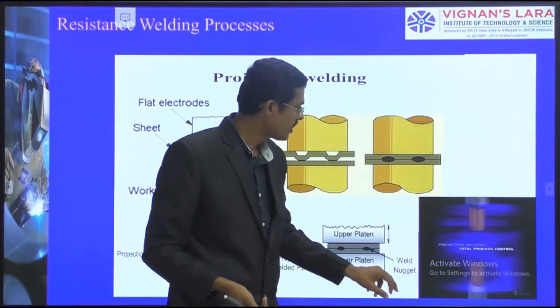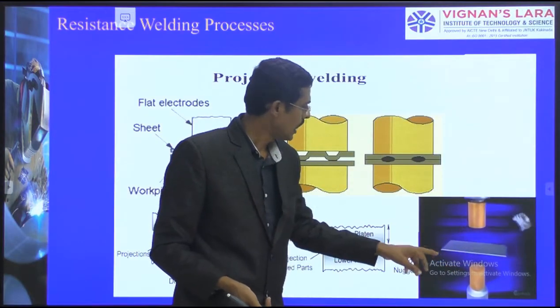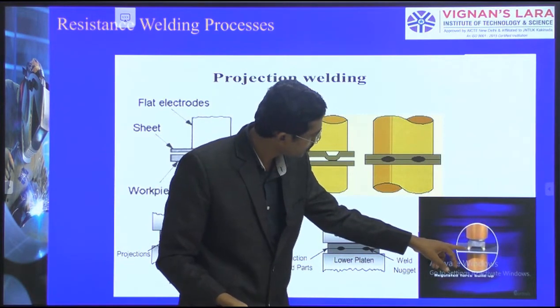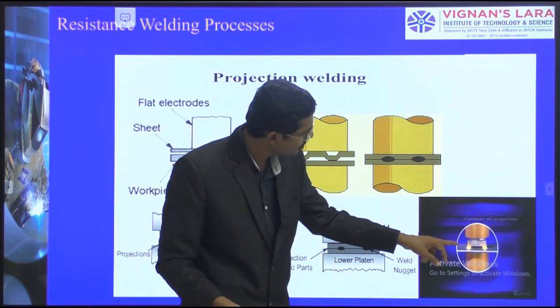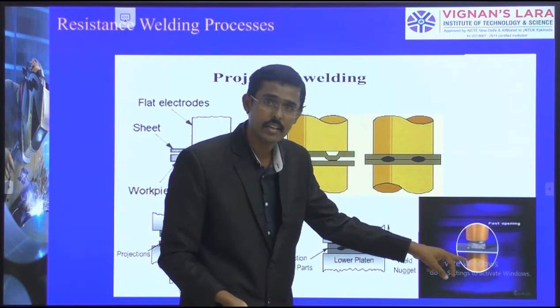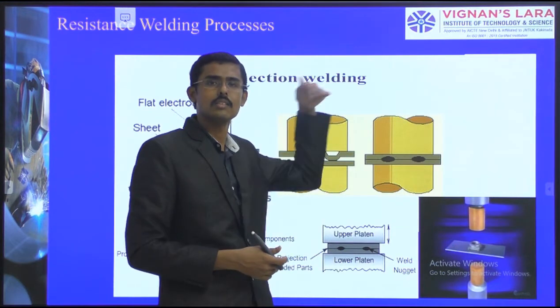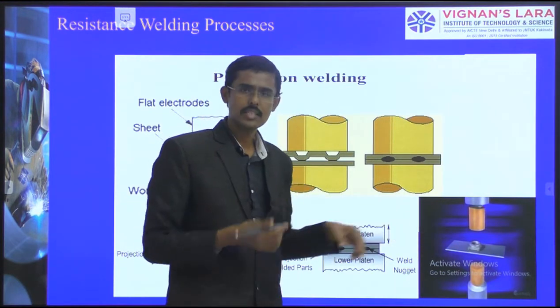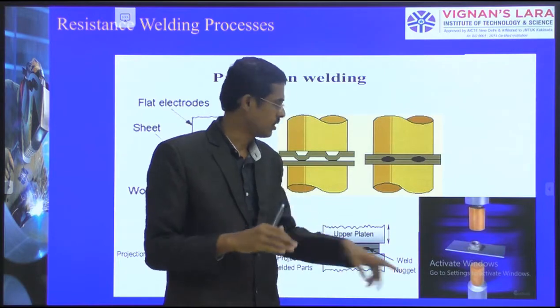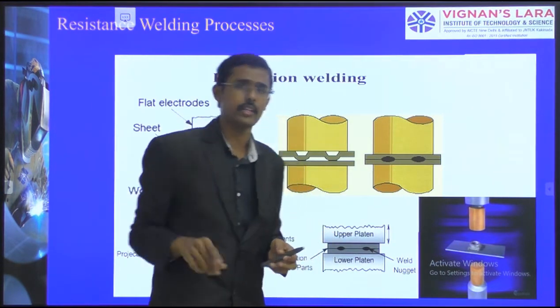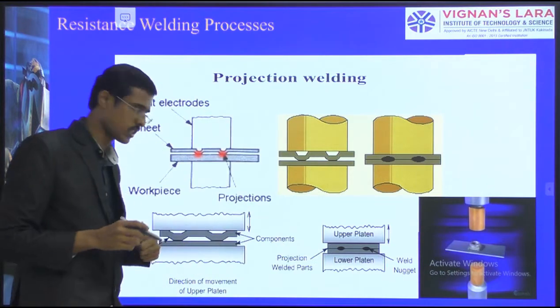See, we have taken two electrodes, and the sheet and the bolt we are going to join. On the bolt we have a small projection. When the resistance heating is applied, that projected point is heated and melted first and it is joined there. Then we disconnect the supply of current and the electrodes are disconnected. So joining occurred there. Heating occurred at the specific projected point. That is called projection welding.